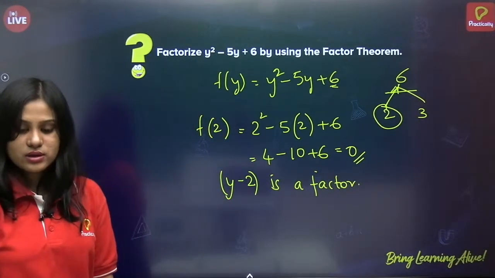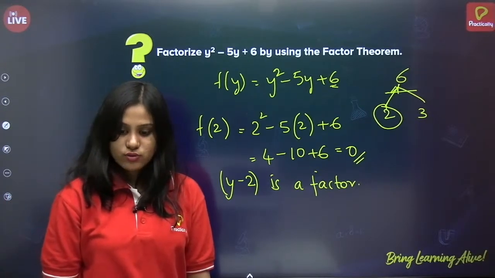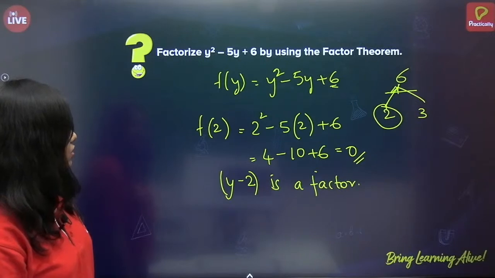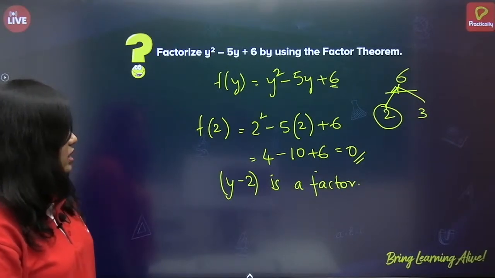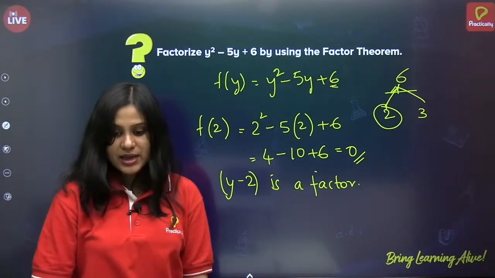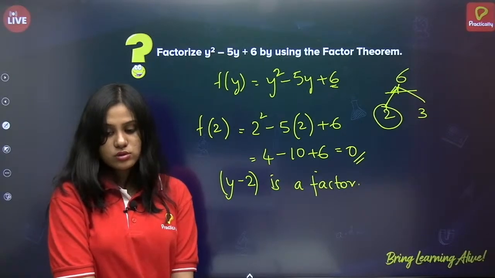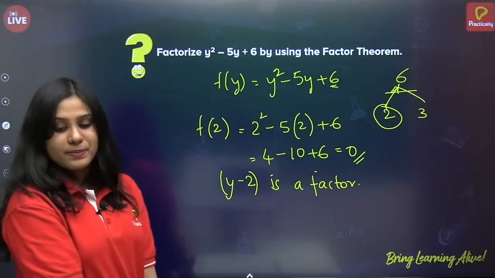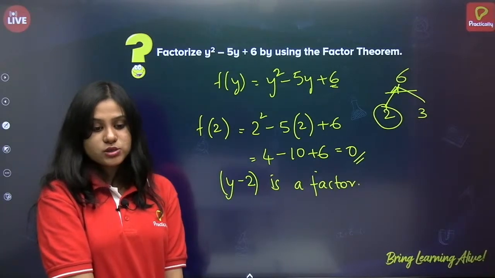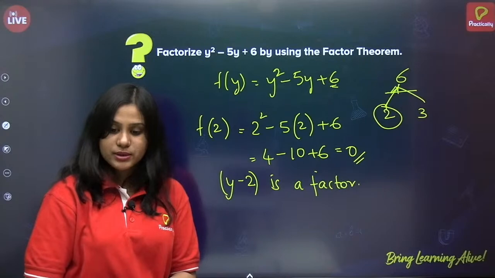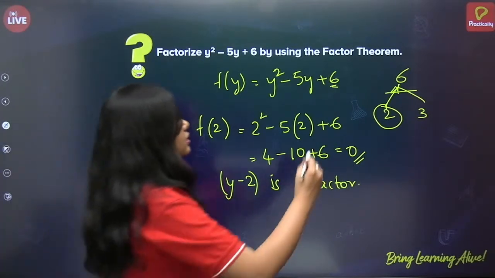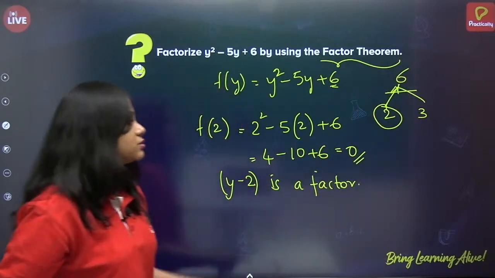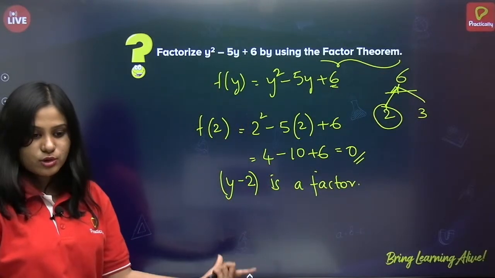Y plus 2, y minus 3 by using splitting middle term. Y plus 2 or y minus 2, Lakshmana Prabhu? Please check, it's not y plus 2. I know you can do it by splitting middle term, definitely yes. But we will check that also, because here it mentioned factor theorem, so that is why I'm just showing it with factor theorem.